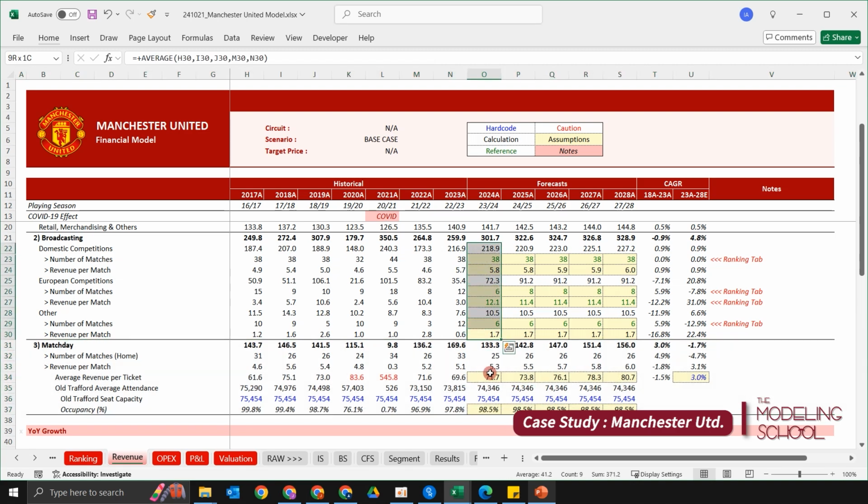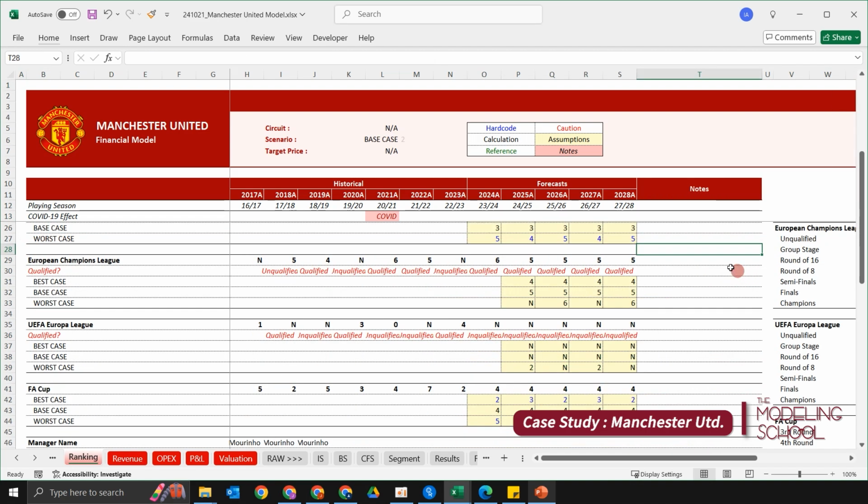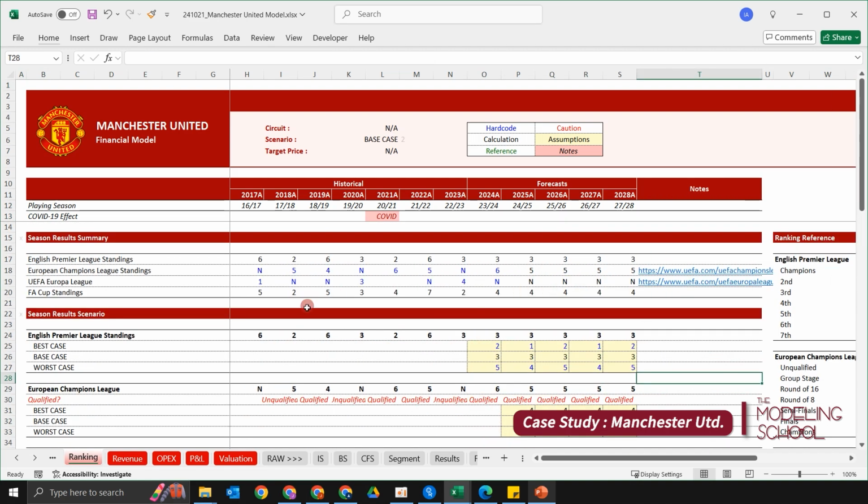The most variable component in our financial model would be the broadcasting revenue. So we tried to build a whole tab just on the rankings of Manchester United. And we can see that we have a summary up here. We have historical numbers on the standings in the English Premier League.